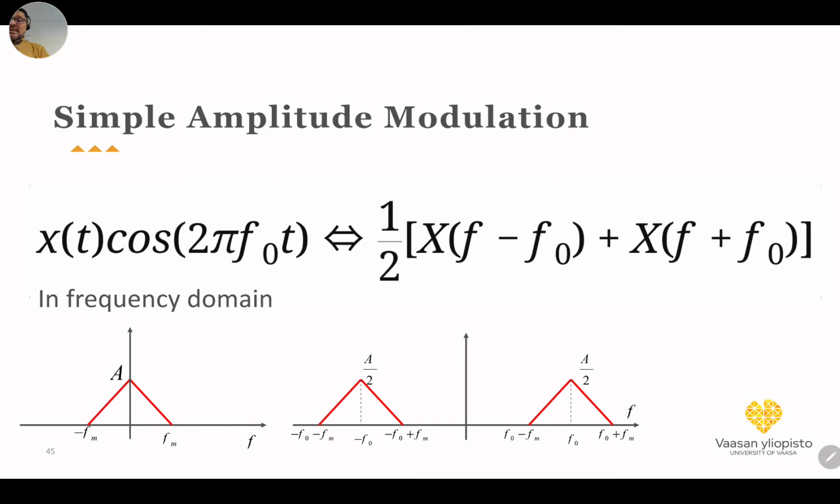There is a nice Fourier transform property. It can be proved mathematically, but we will not give the proof here, but you can find it. It is just one line of proof. It says that if you multiply any signal in the time domain, x of t, by cosine 2 pi f0 t, the result will be a shift in the frequency domain.